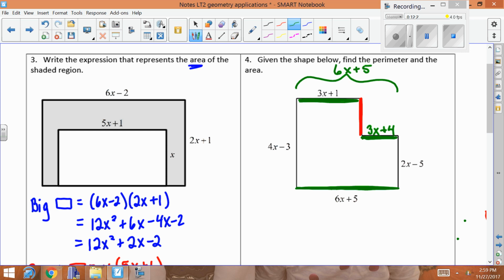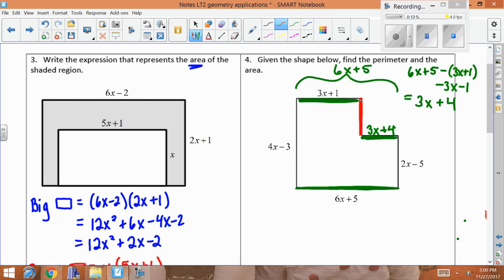Some people like to just go through and actually subtract. So 6x plus 5 minus the 3x plus 1. Don't forget to distribute that negative. That's how we can also get the 3x plus 4 that goes on that side right there. Okay, so that's one way we can get this. Again, there's lots of ways to tackle this problem. There's a few different things you can do. I'm just going to show the most common way here.